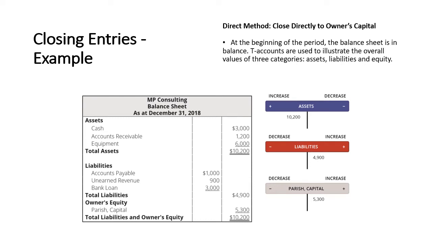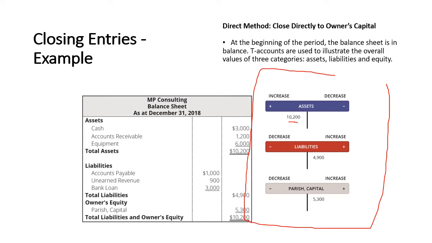T accounts here are being used to illustrate the three categories. We currently have $10,200 in assets, $4,900 in liabilities, and $5,300 in capital. So our assets right now are equal to our liabilities plus our equity.